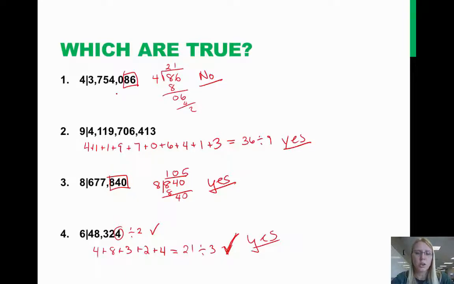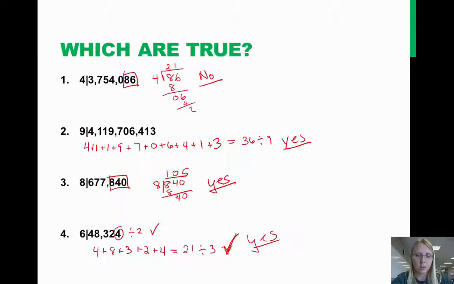Number 2, we know that this is divisible by 9 because if we add all the digits up, we get the number 36, and 36 does divide by 9. And on this one, 677,840 is divisible by 8 because we took the last 3 digits, and that is divisible by 8.